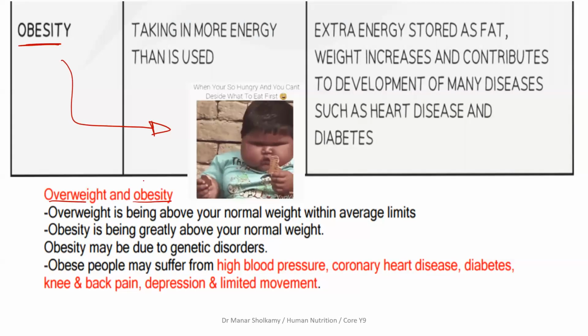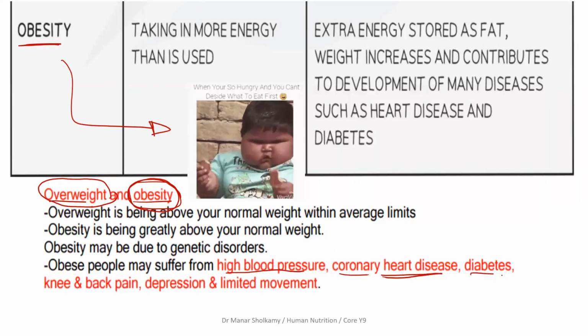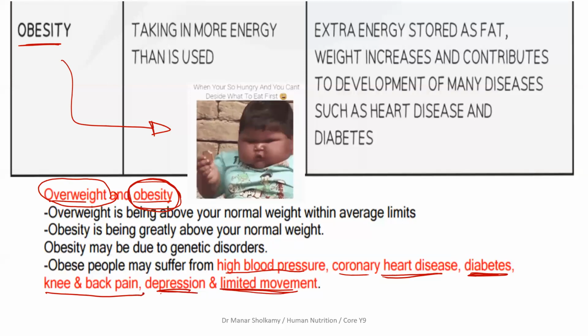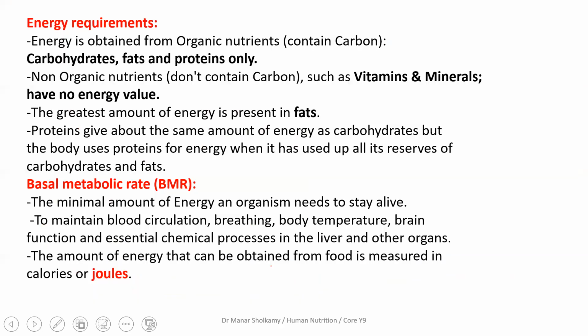Overweight and obesity, the difference between them: overweight means you're a little bit overweight, which is not bad. Obesity means you are very overweight, and this is very unhealthy. This is considered a disease. Obesity is considered a disease. It causes high blood pressure, coronary heart disease, diabetes, back pain and knee pain. It causes depression. It can limit your movement if the condition is very severe.